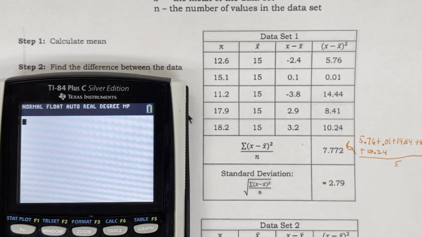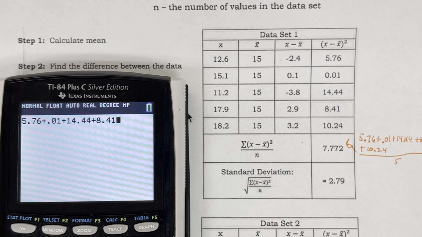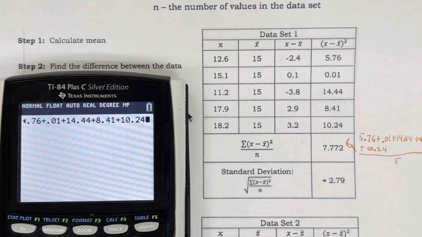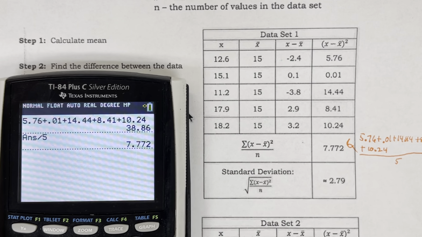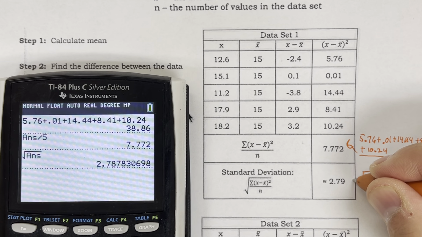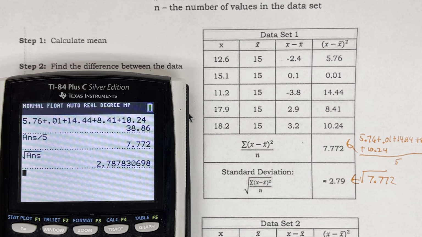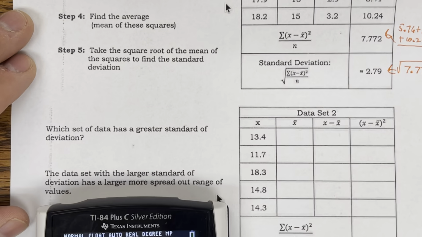So we'll do that here real quickly. 5.76 plus 0.01 plus 14.44 plus 8.41 plus 10.24, and then I divide by 5 and we get 7.772. And then finally, to calculate the standard deviation, we take the square root of that. So we take the square root of 7.772 and we get 2.79 for the standard deviation. So that is the process we need to follow. So we're going to do that again here with a blank chart to calculate the standard deviation.